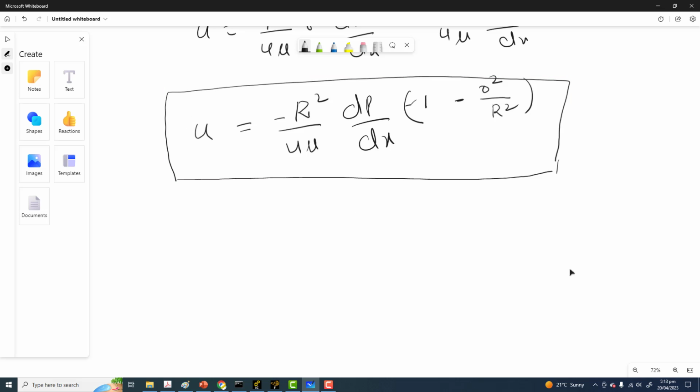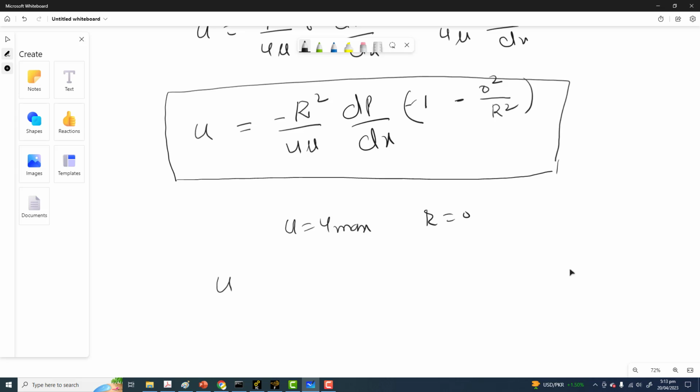So basically now we have to change this dp by dx to the known terms, which we can easily specify, or easily we can know it. Now we have to do one more thing. You know that u is equal to u maximum at r is equal to 0. So if you put this value at r equal to 0, this will be 0 and 1 minus 0 will be 1. So 1 into something will be exactly the same thing.